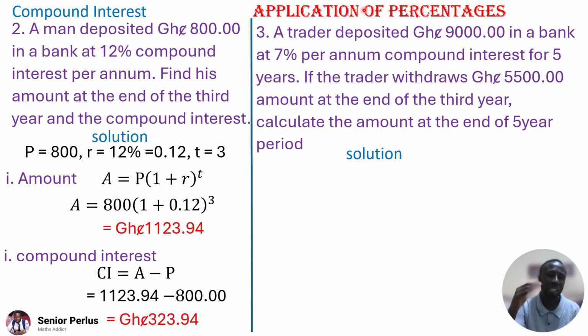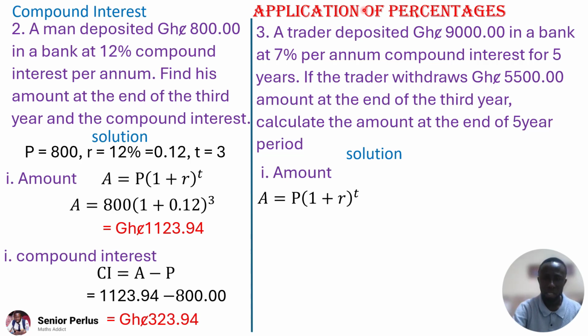So we can't work it 5 years. So we work it to the third year. Then we withdraw from the amount. Then we get our new amount. Then we continue with the next 2 years. So our new amount there will become the principal for the next 2 years. Very simple.